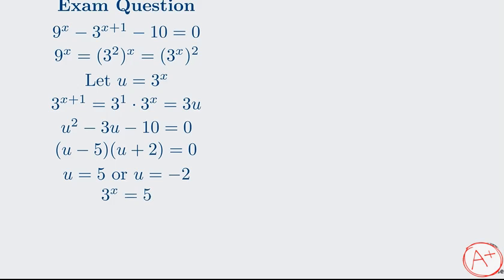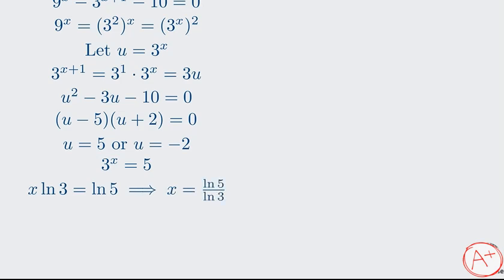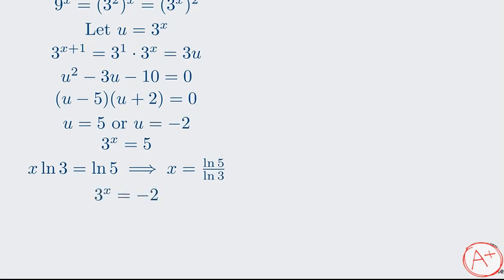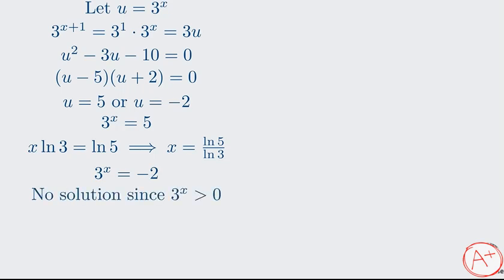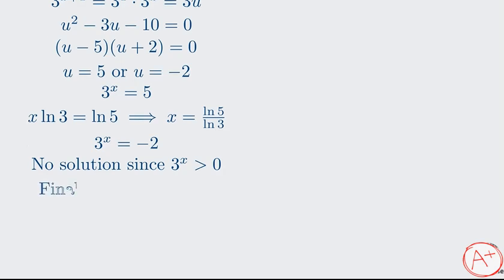Now we must substitute back to find x. For the first case, 3 to the power of x equals 5. We take the natural log of both sides. x times ln 3 equals ln 5, so x equals ln 5 divided by ln 3. For the second case, we have 3 to the x equals negative 2. Since an exponential function with a positive base can never result in a negative number, this part has no solution. The only valid solution is x equals the natural log of 5 divided by the natural log of 3. Using a substitution is often the most efficient way to solve these quadratic-style exponential problems.